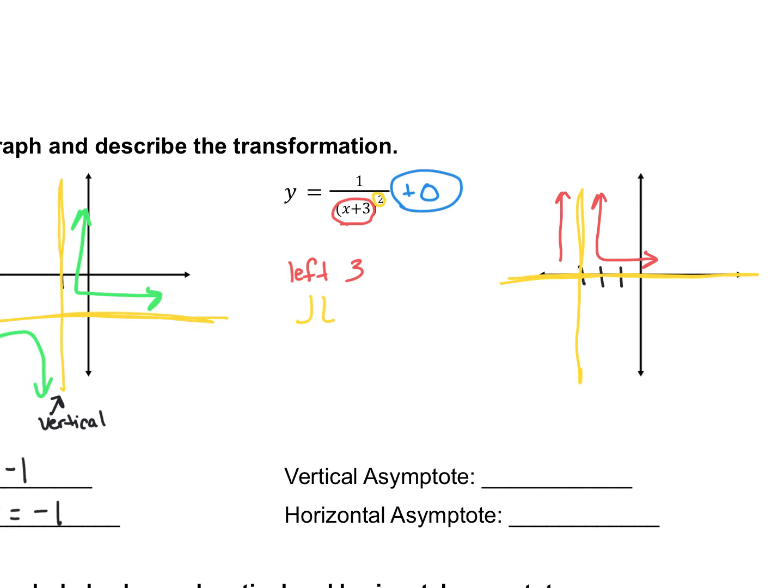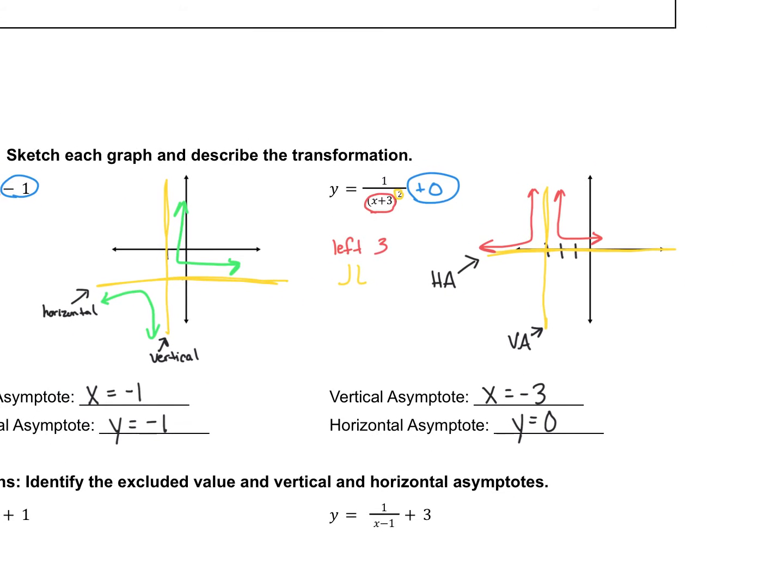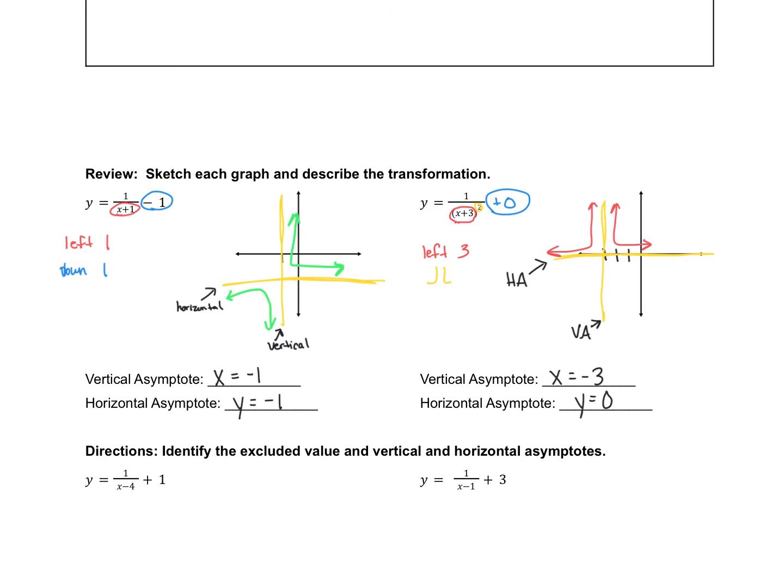Remember, they're both on top because it was x squared. Now, when I write my vertical asymptotes, okay, the first one's my vertical, so it's this line. It went to the left 3 spots, so it's x equals -3. The horizontal asymptote did not move, so it was y equals 0. Okay, so that's our review.